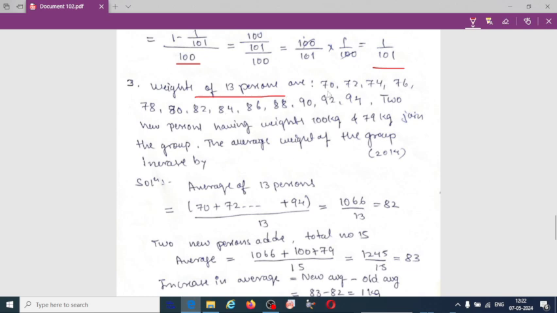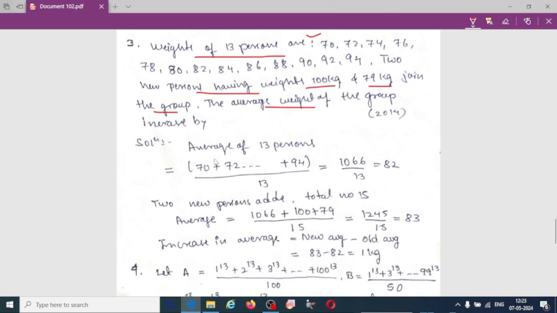So here weights of 13 persons are given, 70, 72, each time increasing by 2. 2 persons having weights 100 kg and 79 kg join the group, then the average weight of the group increases by. So first you need to calculate the average of 13 persons, then if you add another 2 members' weight, you will get the average of the group, and how much the weight is increased. So for the average of 13, add all the given numbers 72 up to 94, divide it by 13, you will get the average, 82 kg.